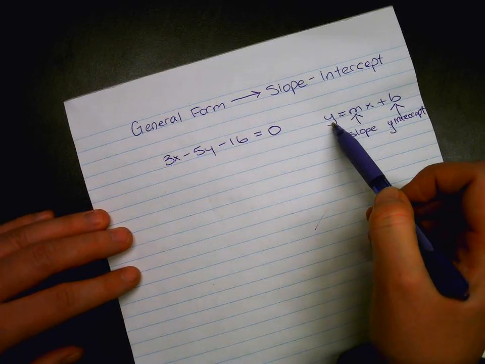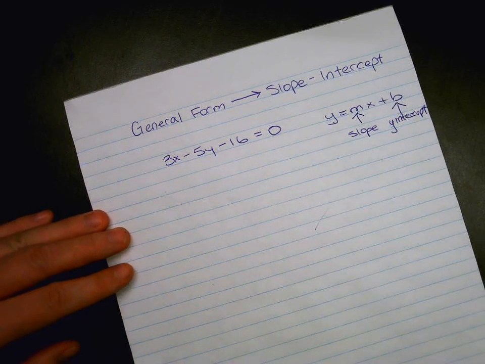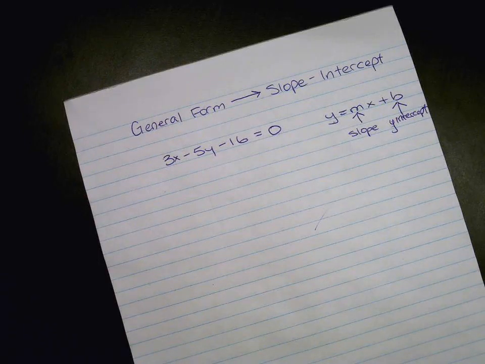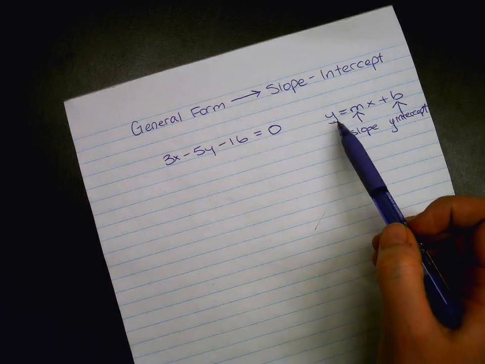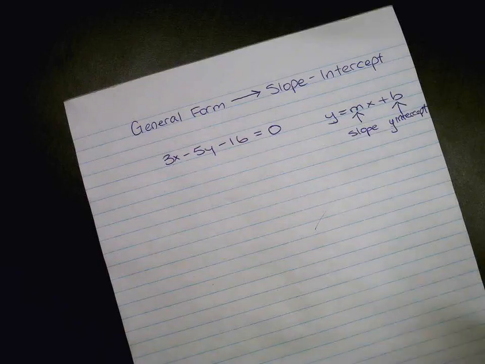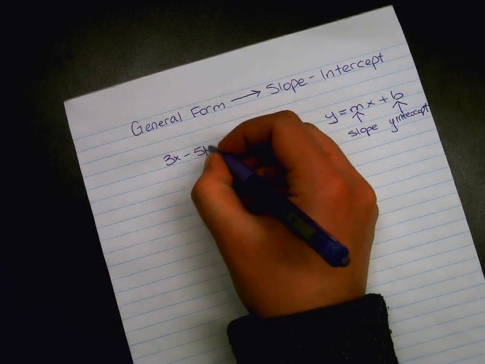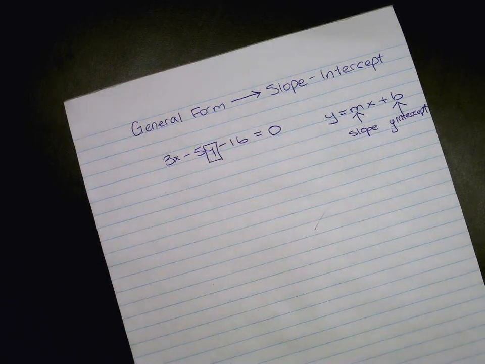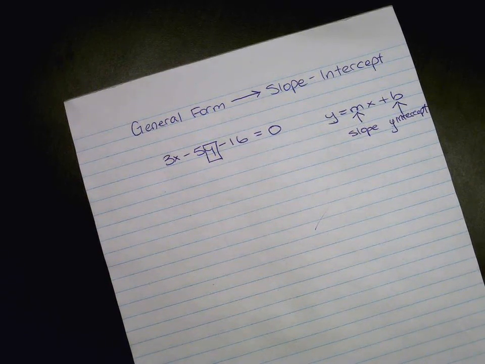We want to have the y on the left side or the right side of the equals sign, but the important thing is that it is isolated. So we need to get our y alone. When we're rearranging equations, it's like using backwards PEMDAS. So we want to get rid of the things that are adding and subtracting first, and then the multiplying and dividing.